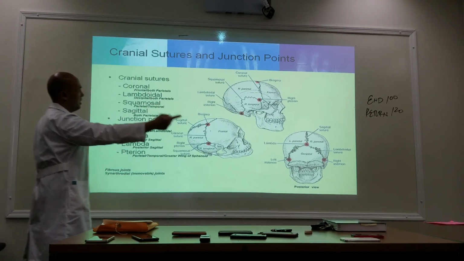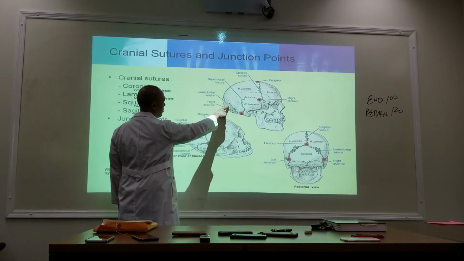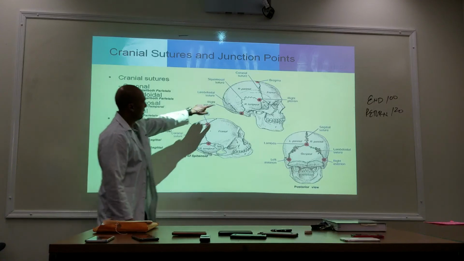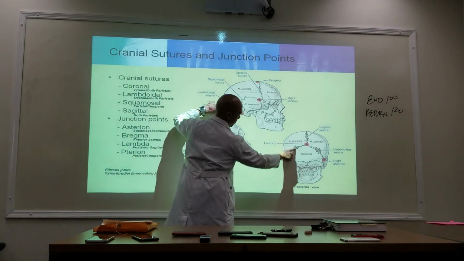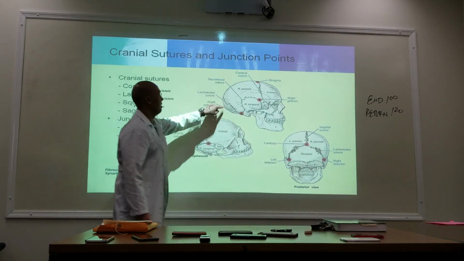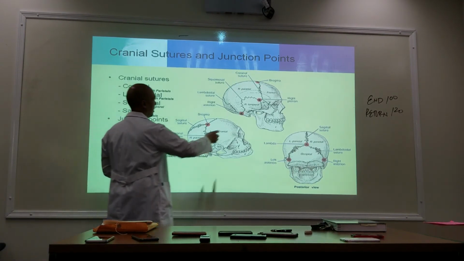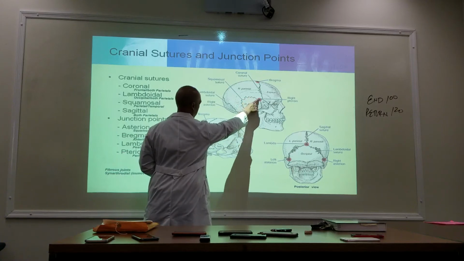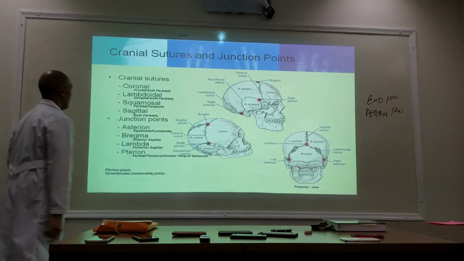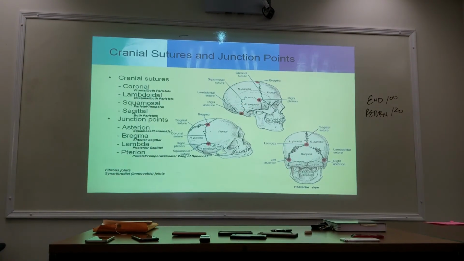So that's on the front, and if we go to the back, we have the lambdoidal suture, right here, that separates the parietals from the occipital. Then we have the squamosal, which is right here, that separates the parietals from the temporals.